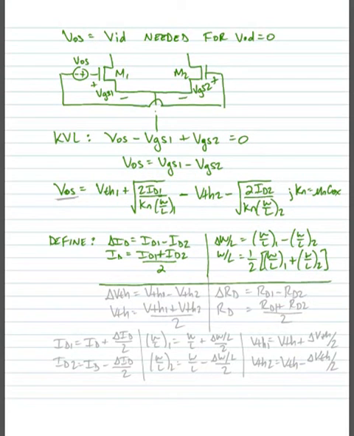We can also have a mismatch in threshold voltage, so we can say that delta VTH is equal to VTH1 minus VTH2, and VTH is equal to the average, VTH1 plus VTH2 divided by 2. And finally, we can look at our resistor mismatch. Delta RD, the difference between the two resistors, RD1 and RD2, and RD is equal to RD1 plus RD2 over 2, the average of the resistors.